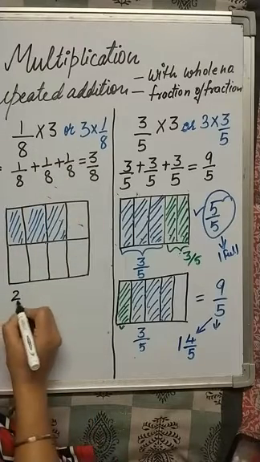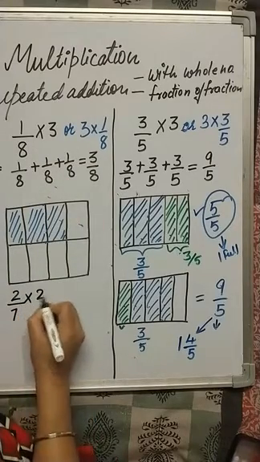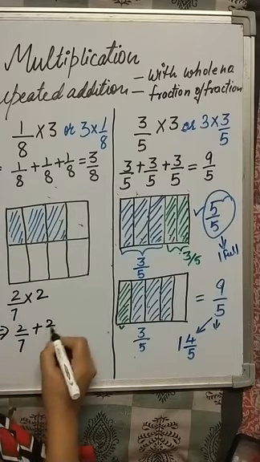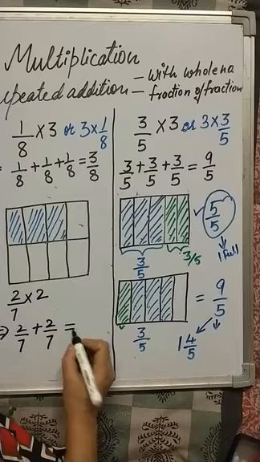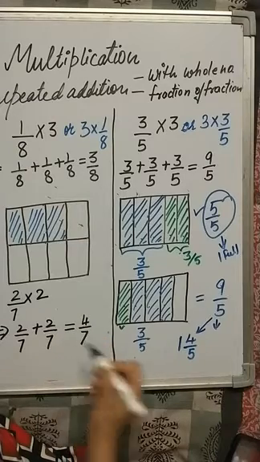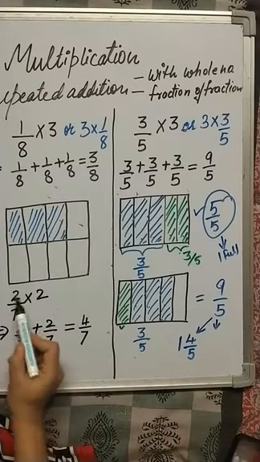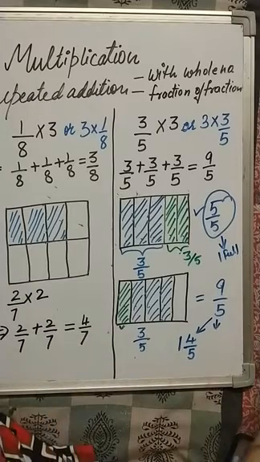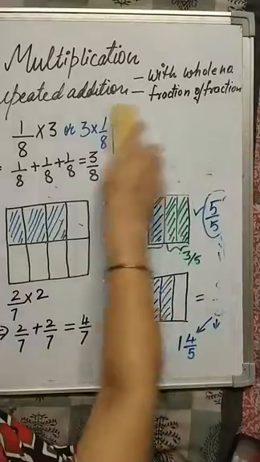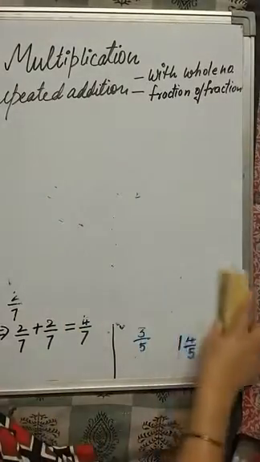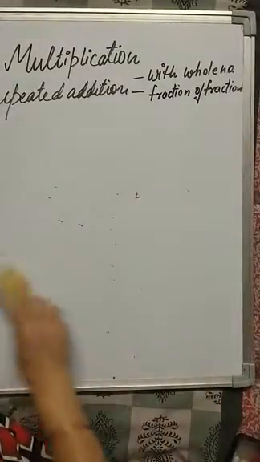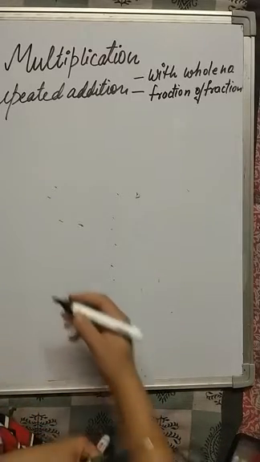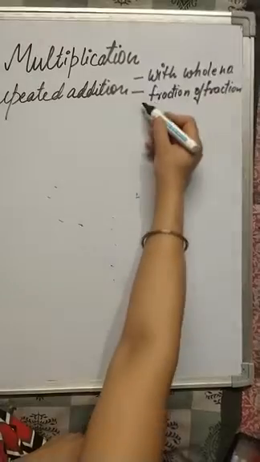Okay, you can observe the pattern here. If it is 2/7, 2 times, this means 2/7 one time plus 2/7 one more time, and that is equal to 4/7. 2 2s are 4. Observe the pattern and you will be able to do these problem sums.